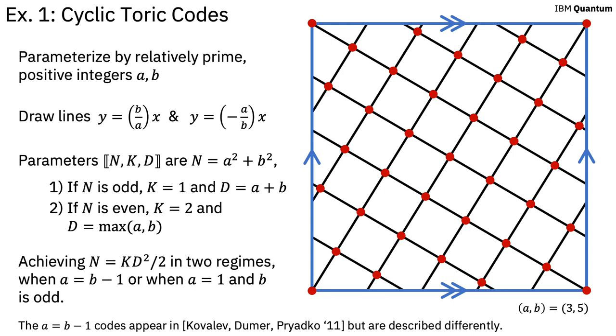I should point out that the a equals b minus 1 codes appear in this paper by Kovalev, Dumer, and Pryadko, where they're described somewhat differently.